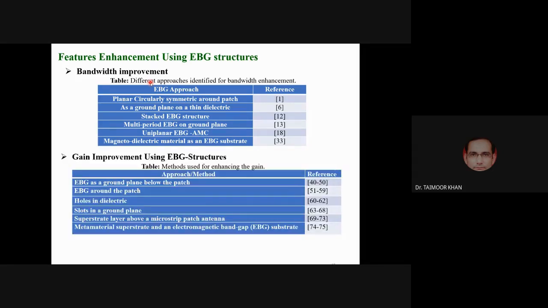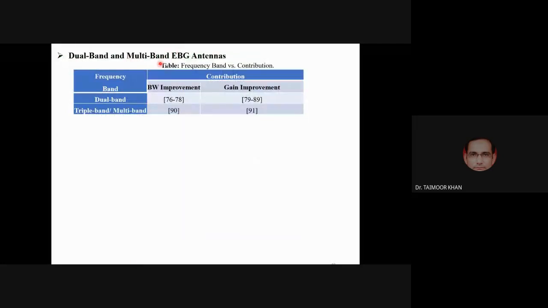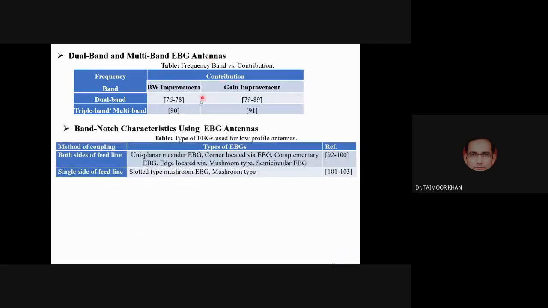Then come to the second performance parameter, gain improvement using EBG structures: an EBG structure as a ground plane below the patch, EBG around the patch, holes in the dielectric, holes in the ground plane, a superstrate above the ground plane, a metamaterial superstrate, and EBG structure. These are the different papers based on those specific techniques. Any one we can pick up as a reference for our own work. Then dual band and multiband characteristics are also possible using EBG structures. These are the different methods.